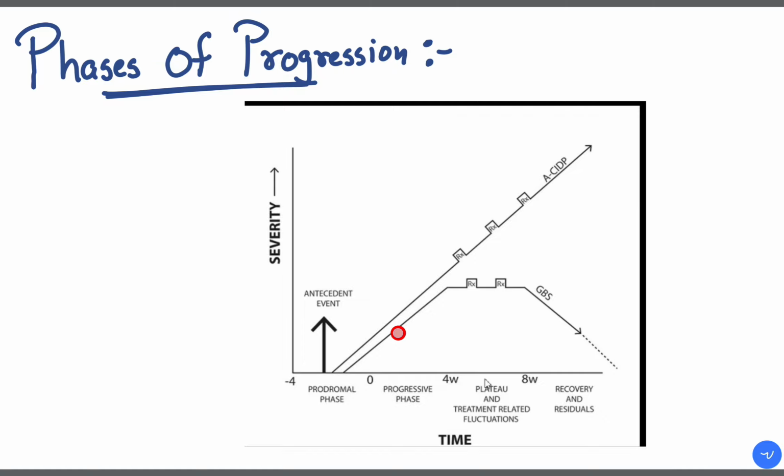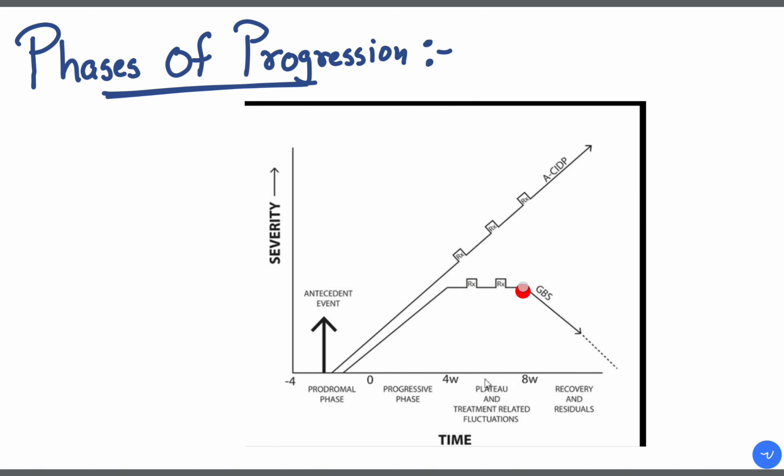Then on subsequent days, cranial nerves are getting involved. So basically, this is a progressive phase. This progressive phase will occur till the first 4 weeks. After 4 weeks, the symptoms will not worsen anymore. In fact, these symptoms will have a plateau phase. There will be no reduction in symptoms, nor any worsening of symptoms. There will be a plateau phase, and this plateau phase lasts for 4 weeks further.